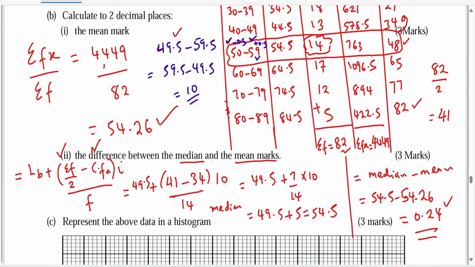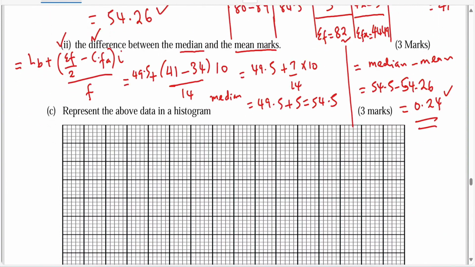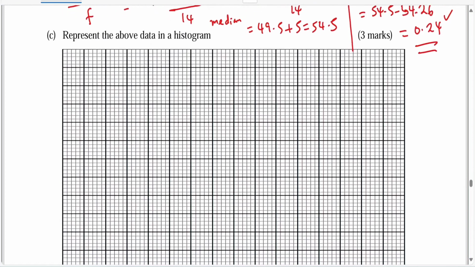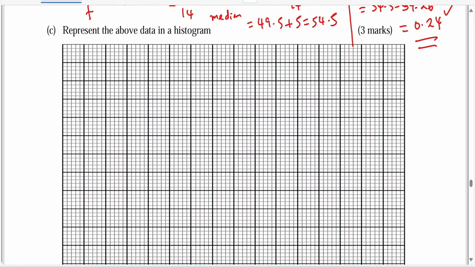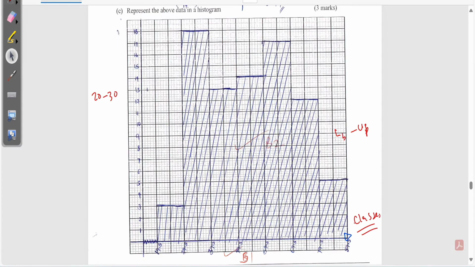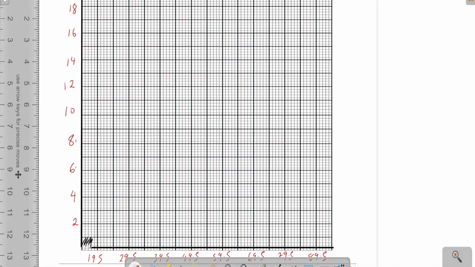So let's go to the last question now, which is a histogram. It is also a 3-mark question. You've been asked to represent the above data in a histogram. You've been told to represent the above and to draw a histogram.